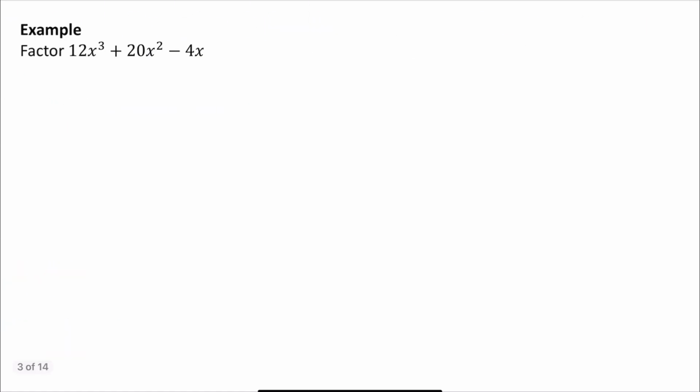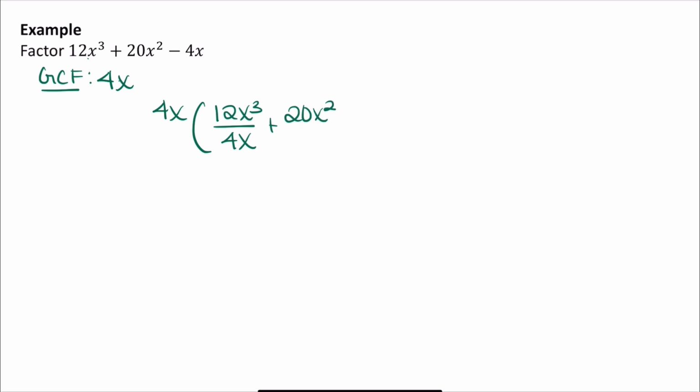So let's try this example now. Let's factor 12x cubed plus 20x squared minus 4x. So always I'm going to start off by looking for a GCF. Notice that here, I can divide everything by 4, and also I can factor an x out of every term. So I'm going to write my GCF as 4x. That means I'm going to put the 4x in front, and then I'm going to divide every single term in this polynomial by 4x, and then simplify.